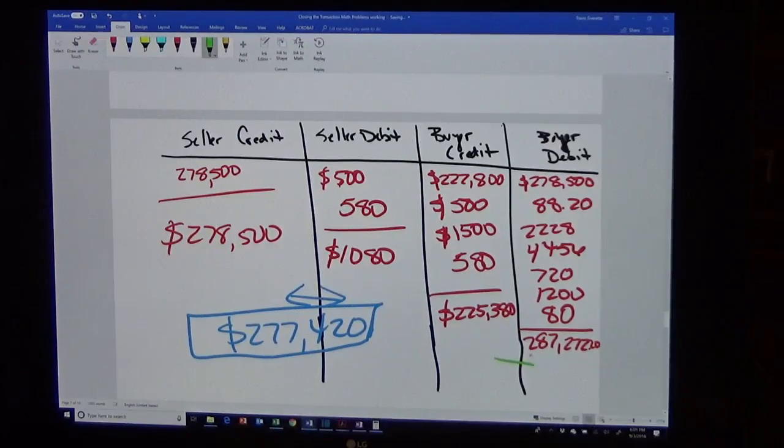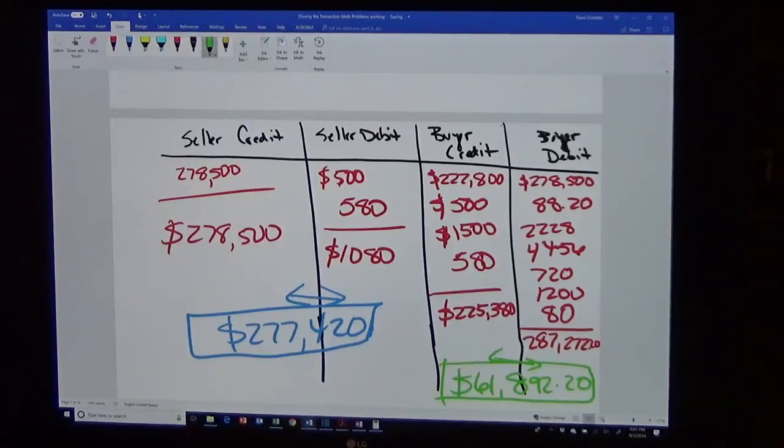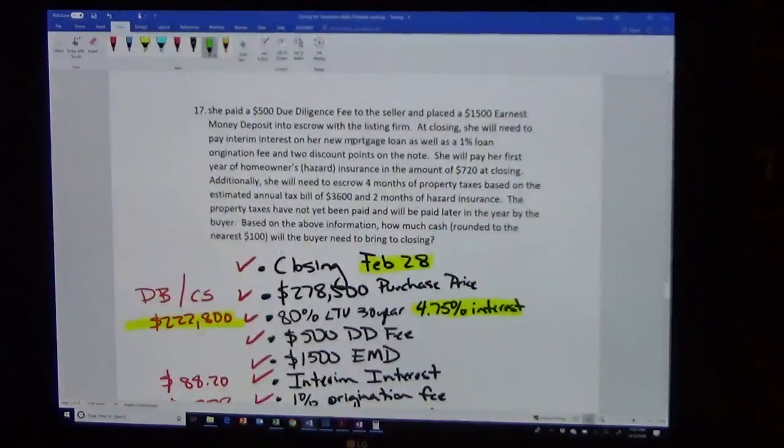So now we can take the difference between these two numbers to get the buyer's cash at closing. And the difference between those two numbers is $61,892 and 20 cents. That's the buyer's cash at closing. So the buyer owes $61,892 and 20 cents, and the seller is owed $277,420.